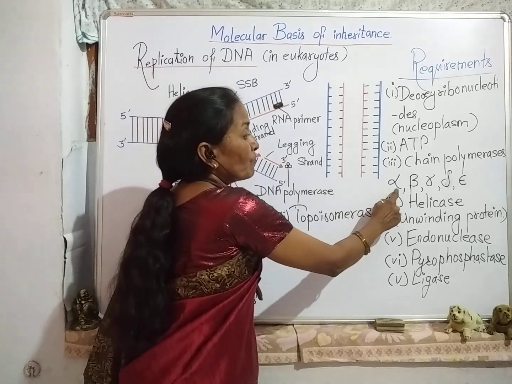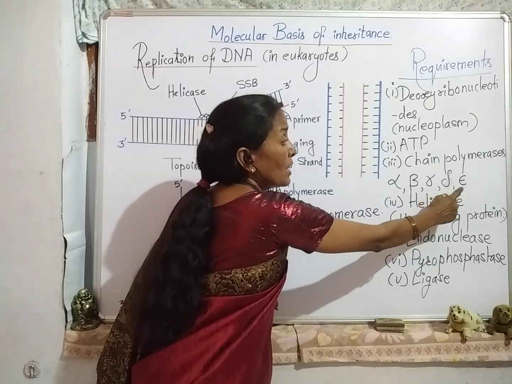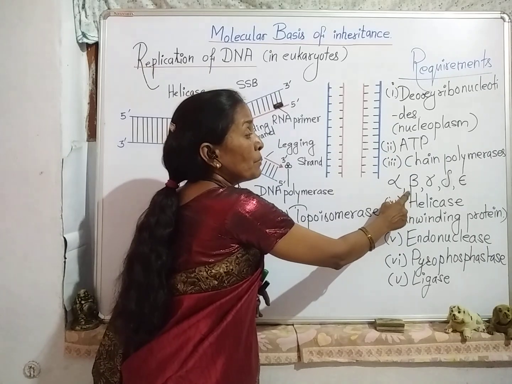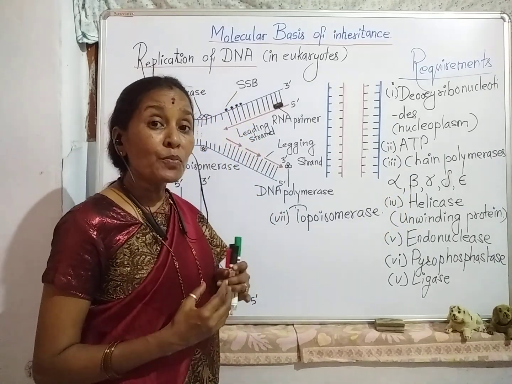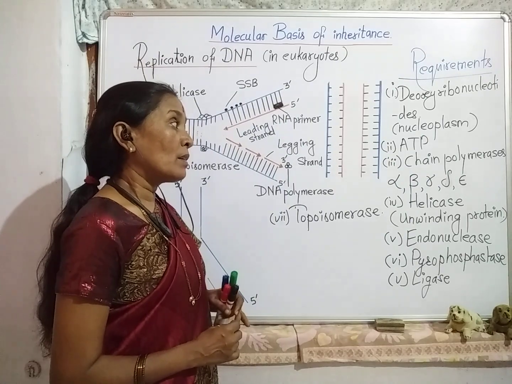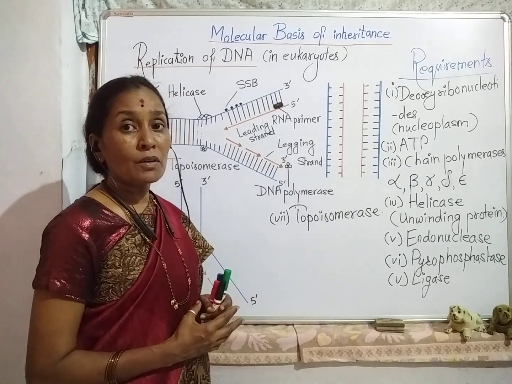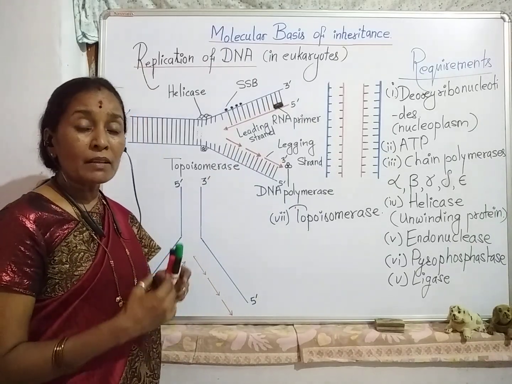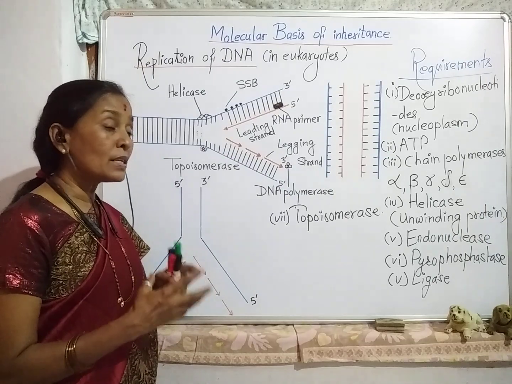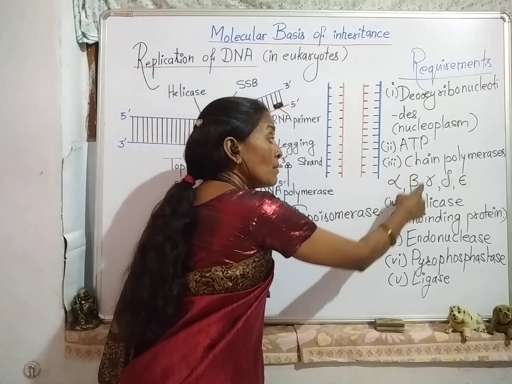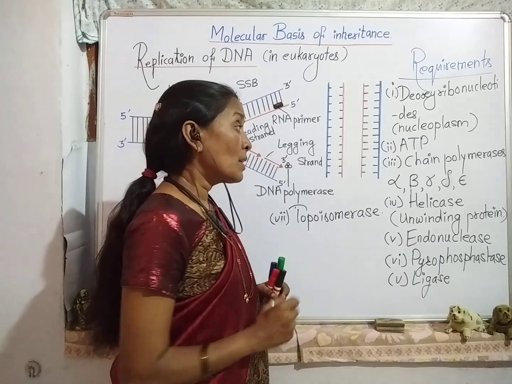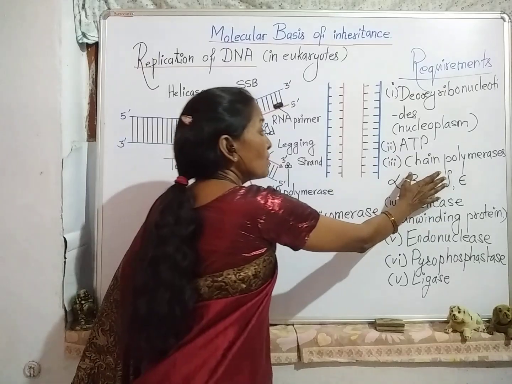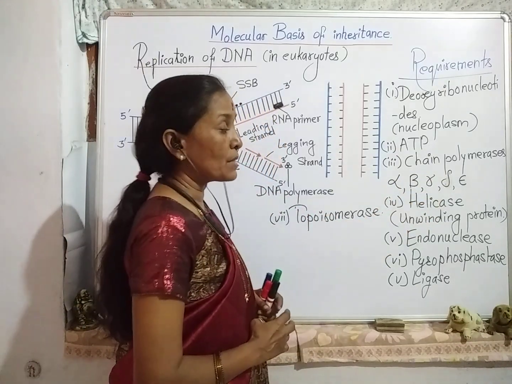Here the alpha, delta and epsilon are the major polymerase enzymes, while the beta polymerase enzyme acts as a proofreader, or it removes the wrong base pair during the replication. Some mistakes occur. When a wrong base pair is added to the newly formed strand, this beta polymerase enzyme removes that wrong base pair. So mistakes are corrected by this proofreader, the beta polymerase enzyme.